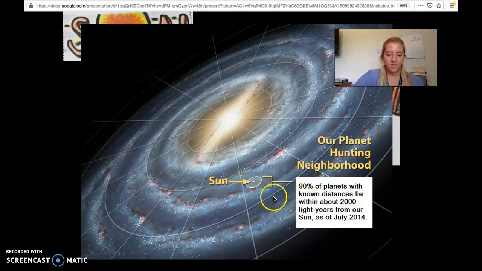Look, this is from one of the telescopes. There's our sun. 90% of the planets known to us lie within about 2,000 light years from our sun as of July 14th. So that's that little circle, and we have so much more of the universe to understand.